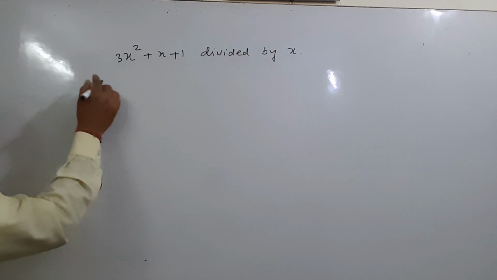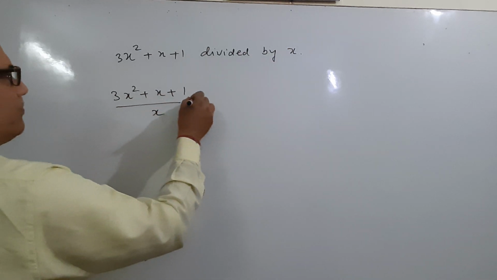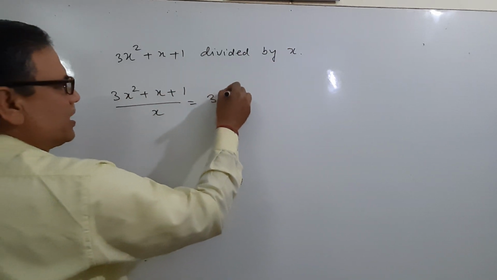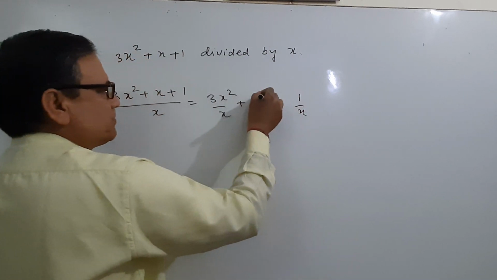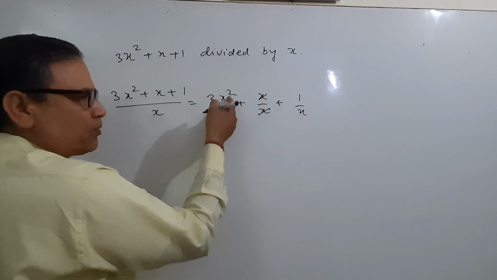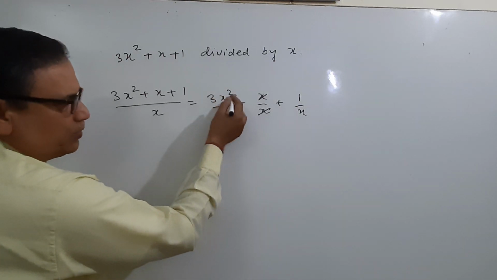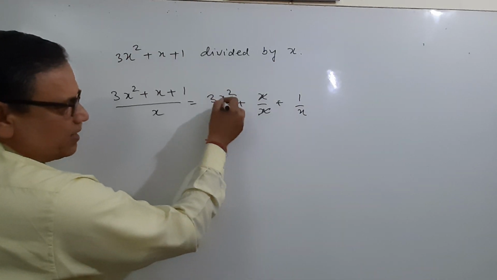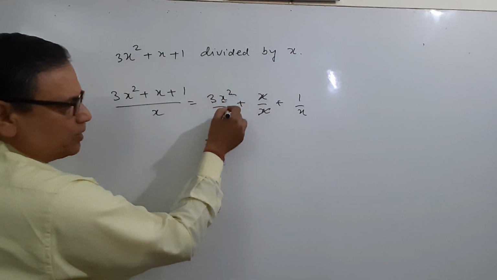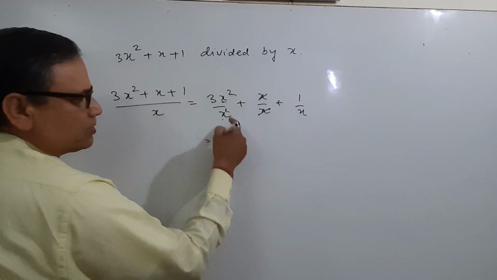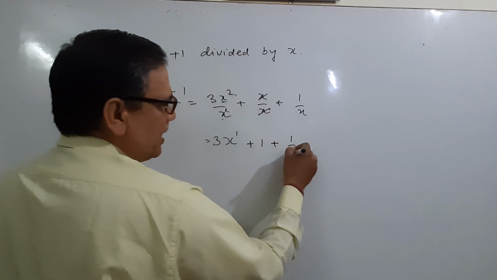In 8th class, you have done one method: 3x square plus x plus 1 divided by x. Then what we do? Separate. 3x square upon x plus x upon x plus 1 upon x. This x will cut, and here is x to power 2, and you know the law of exponents. Here is power 2, here is power 1, 2 minus 1. This will be 3x, 2 minus 1 is 1, plus this x will cut, plus 1 by x.